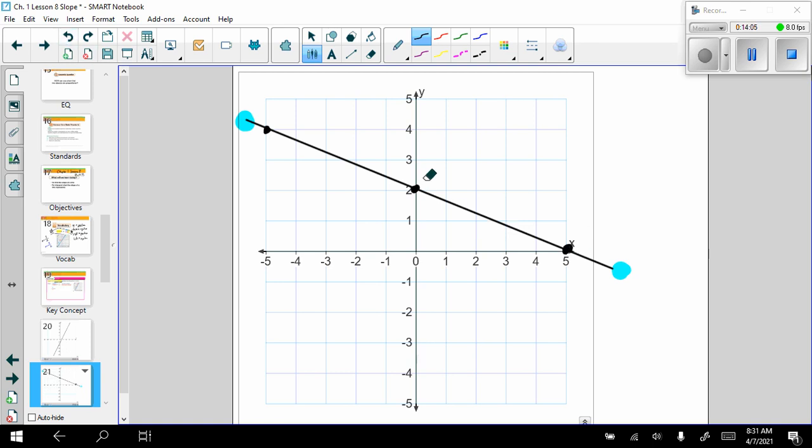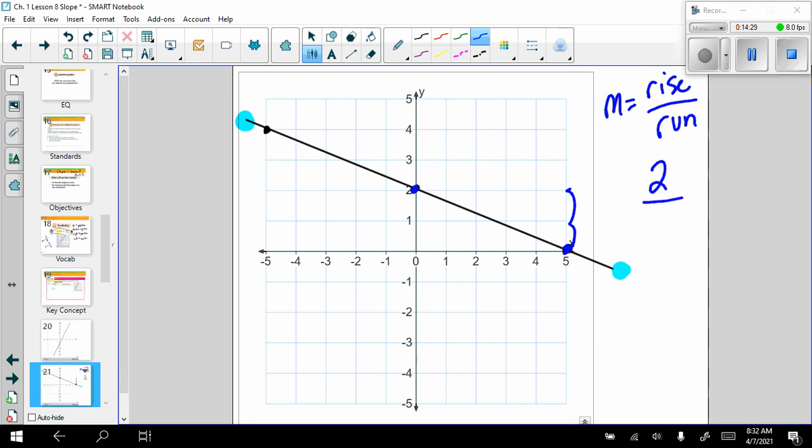So I see 3 of them on this line. Okay, so we're just going to start at one and end at the very next one. Okay, so again, my slope is rise over run. So how many do I rise? 1, 2. So I rose 2. I went up, that's a positive.